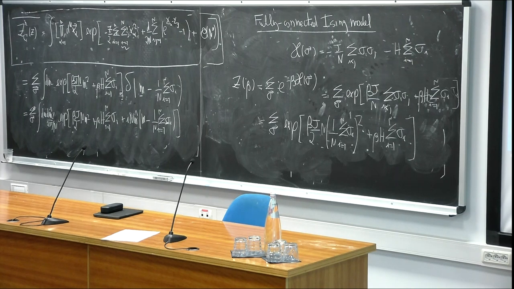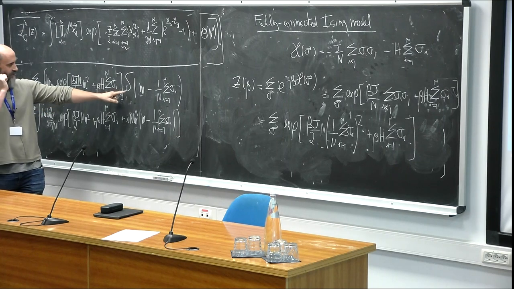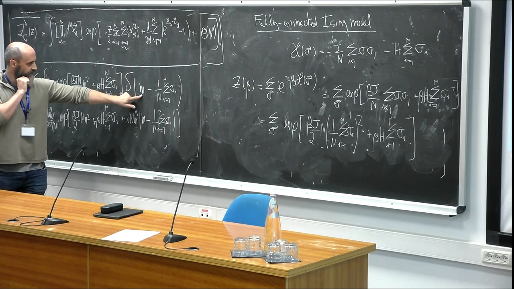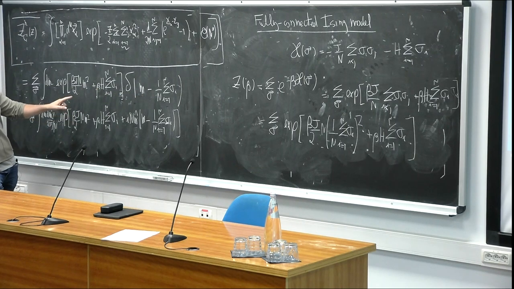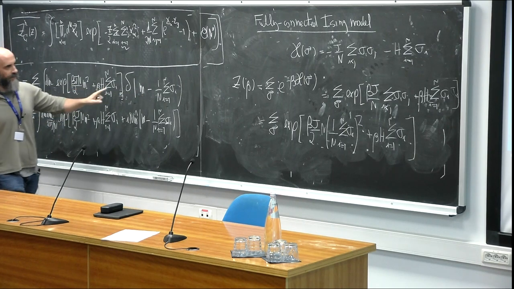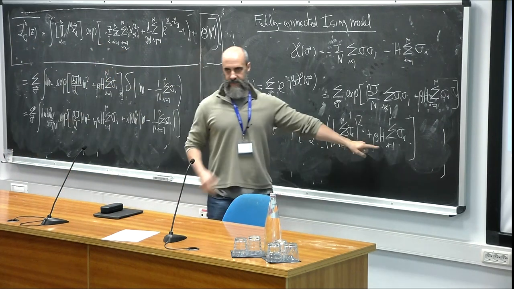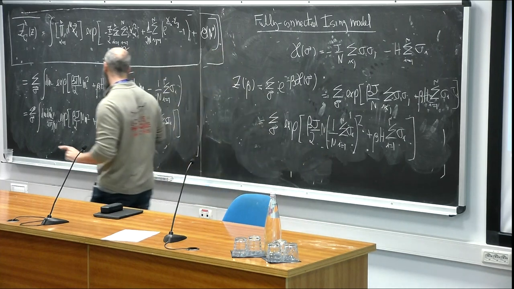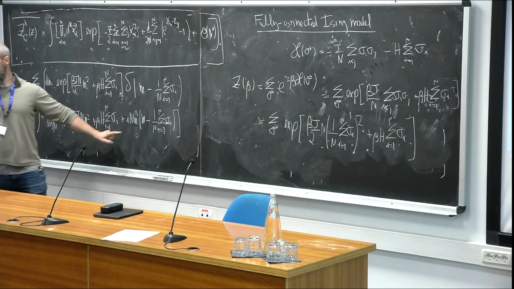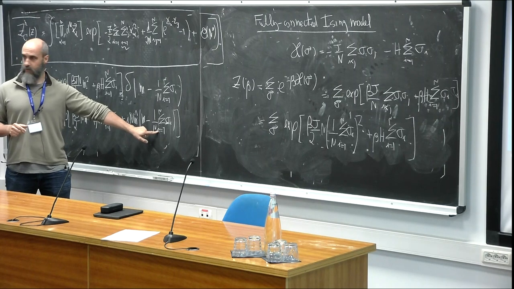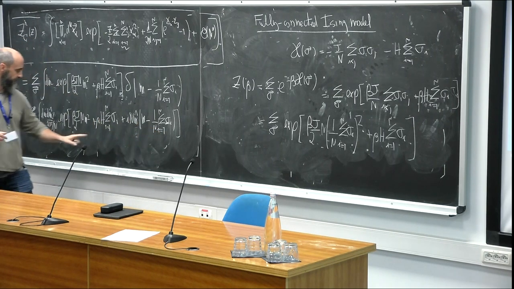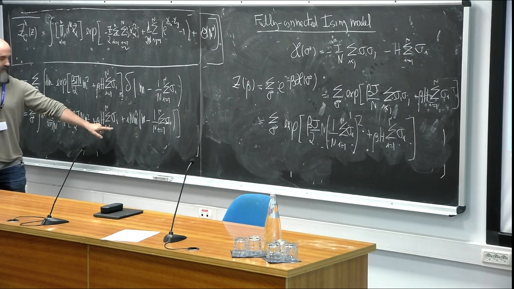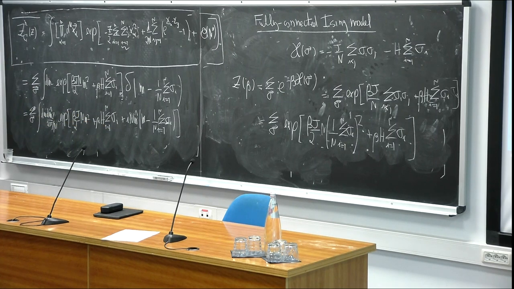Where was I? Okay, so apparently we have complicated the derivation for no reason whatsoever. But look what happened now. We started with a Hamiltonian which is linear in the sum of the spin variables and quadratic. And by doing this manipulation, we have linear, linear. So this is linear in the spin variables, and this is linear in the spin variables. We pay the price of converting the quadratic sum into linear by having an integral.